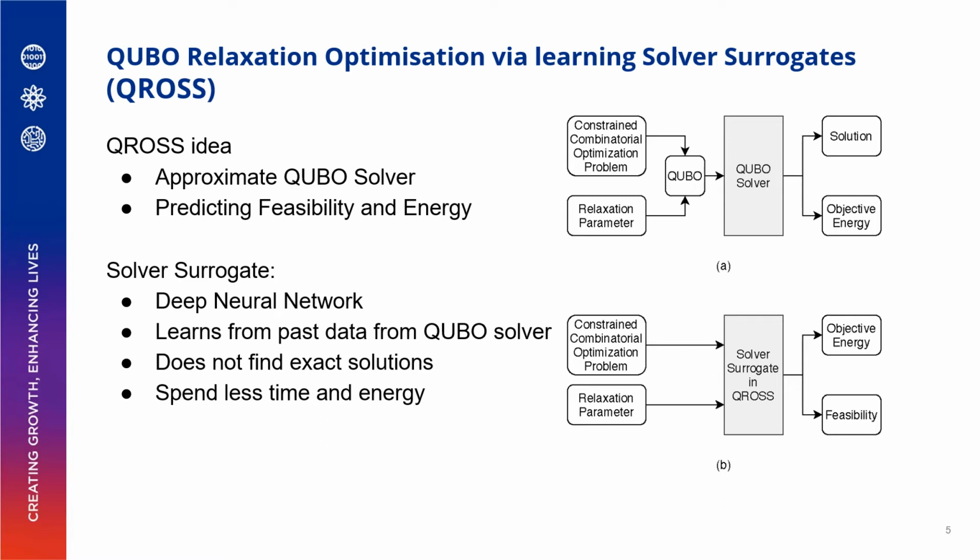We propose QROSS, which stands for QUBO Relaxation Optimization via Learning Solver Surrogates. Given problem and the relaxation parameter, we predict feasibility and energy using the surrogate. In our work, we use deep neural network to build the surrogate. The inference of a neural network is cheap and fast. In this way, we can skip the expensive problem-solving process.